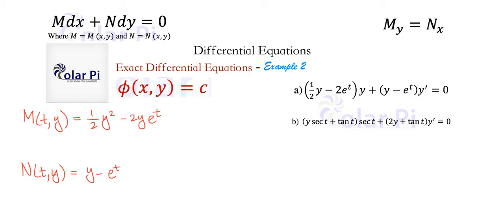Now, what we need to check is if the partial with respect to y of M, so M_y, which is equal to y minus 2e to the t, is in turn equal to N_t in this case, and N_t is going to be negative e to the t. So the answer is no, M_y is not equal to N_t. And since here our equation is in terms of t and y, this would be M_y equal to N_t instead of N_x, obviously. And we see that M_y is not equal to N_t, so A is not exact.